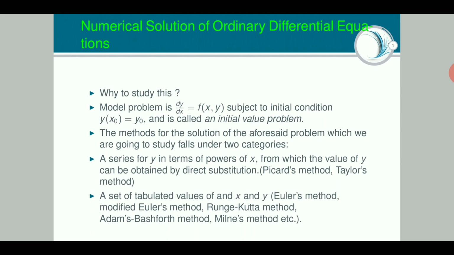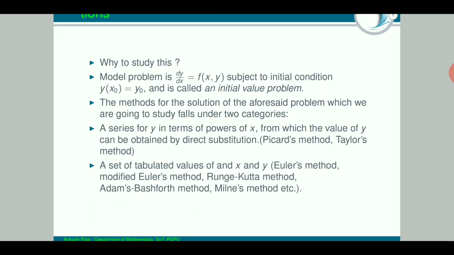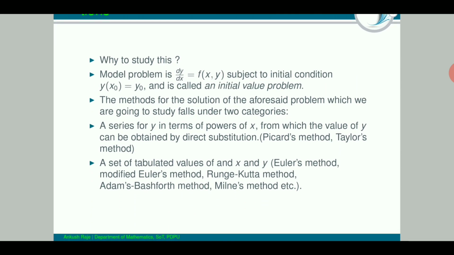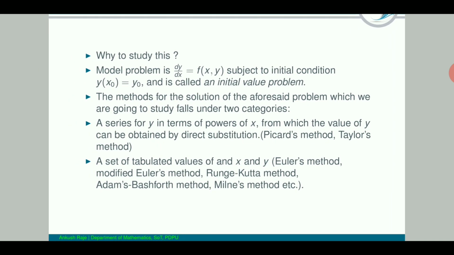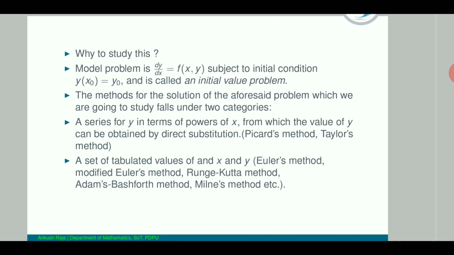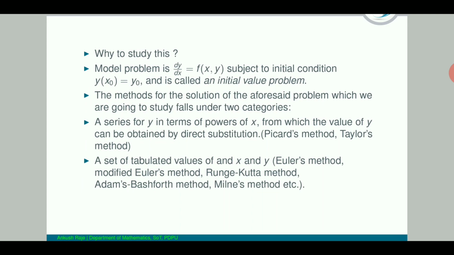I hope you know what is happening in these two methods because you have submitted the assignment related to the same. In the second category of methods for numerically solving ordinary differential equations, we are given a set of tabulated values of x and y, and we have to find the subsequent values using some formula. These include Euler's method, modified Euler's method, Runge-Kutta method, Adams-Bashforth method, Milne's method, etc.